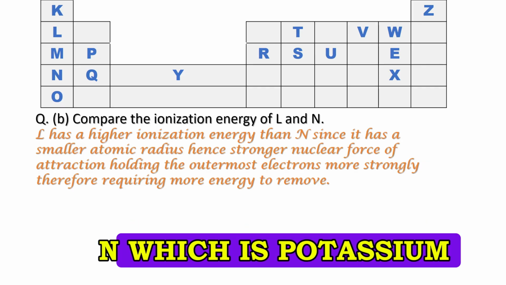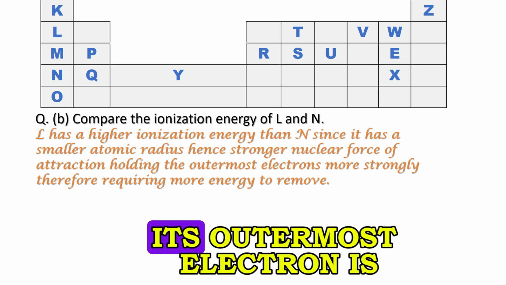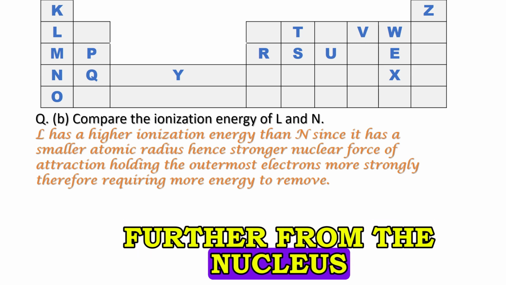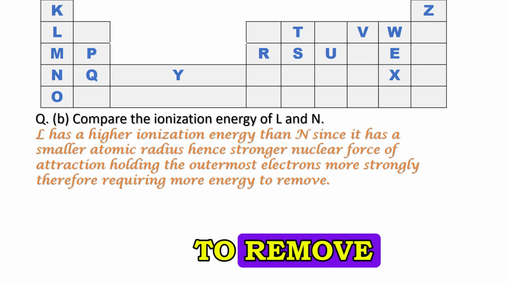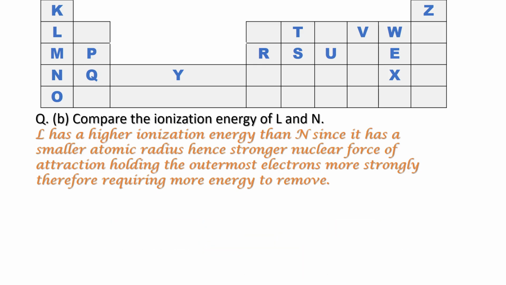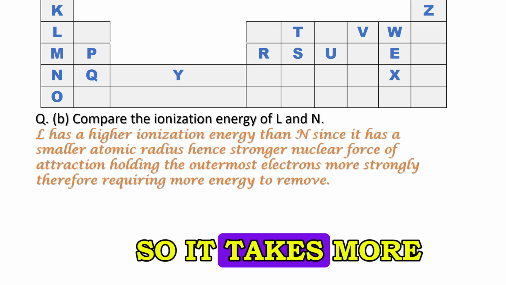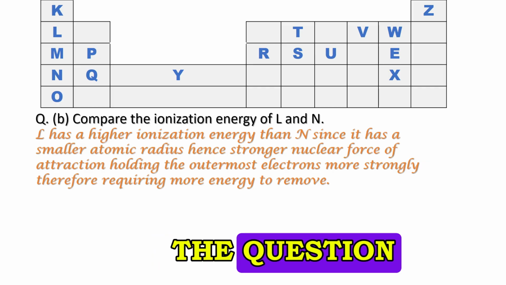Why? N, which is potassium, has a larger atomic radius. Hence, its outermost electron is further from the nucleus, so it is less strongly attracted and easier to remove. Lithium's outer electron is much closer to the nucleus and held more tightly, so it takes more energy to remove it. Next part, C of the question.